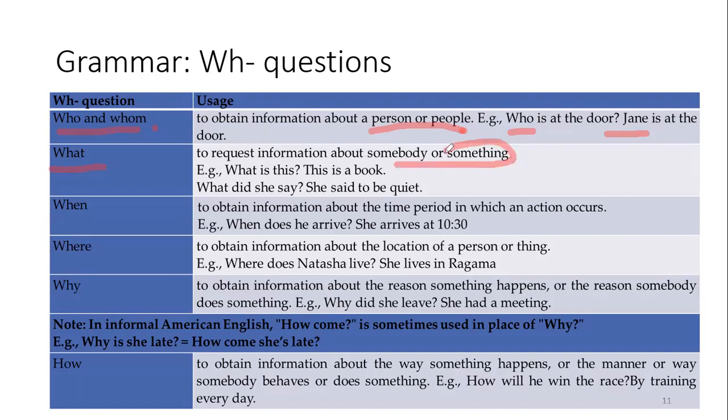So by what we are trying to get information about somebody or something. It's mostly about something. Okay, what is this? This is a book, right? What did she say? She said to be quiet.